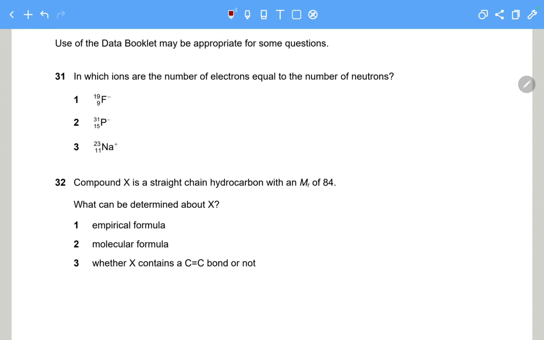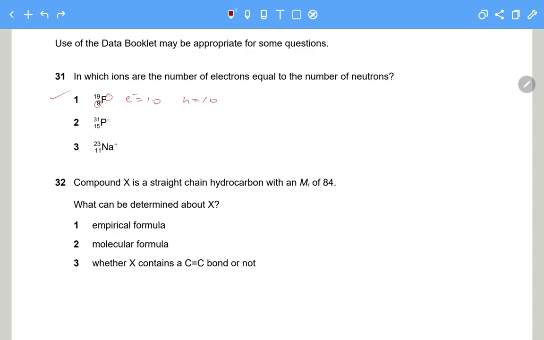In which ions are the number of electrons equal to the number of neutrons? So the number of electrons in the first one is equal to 10, because 9 protons, negative charge, so electrons 10. And the number of neutrons is 19 minus 9, which is also 10. So one is the correct answer.